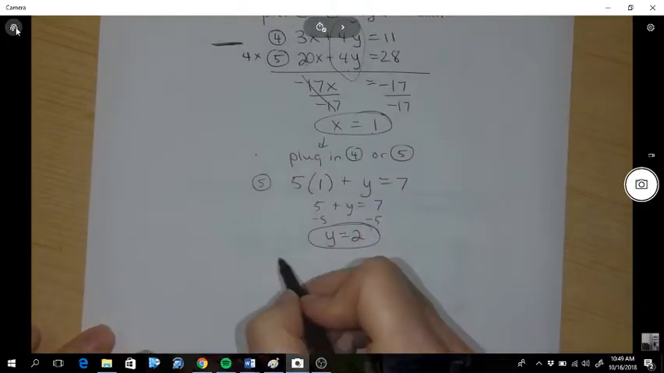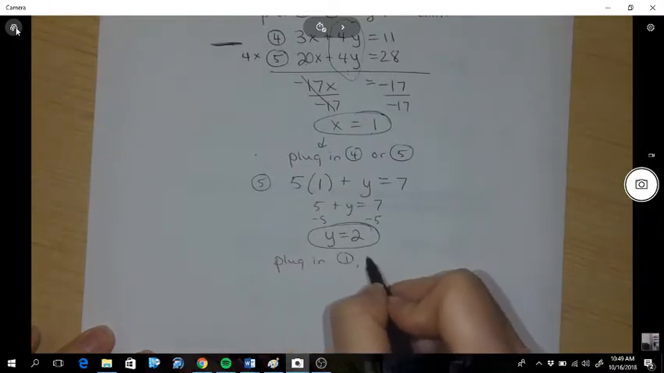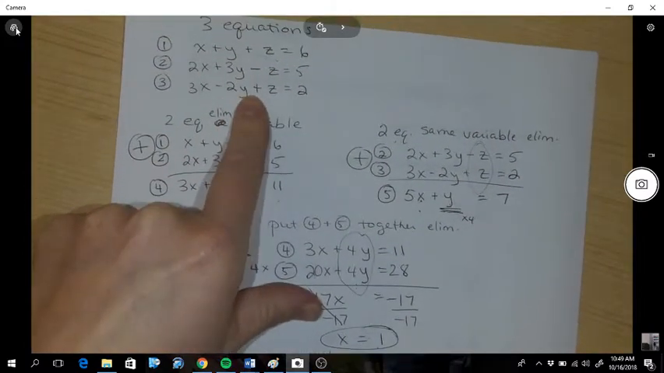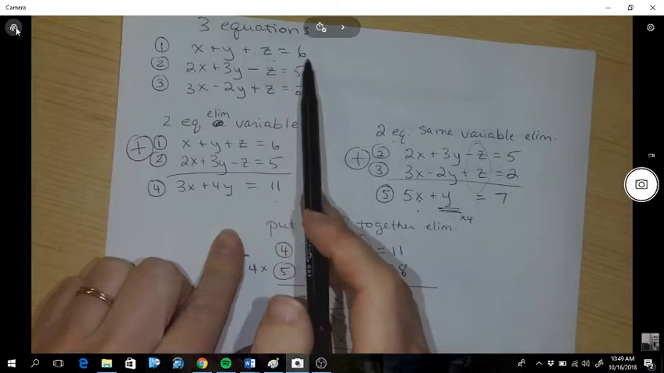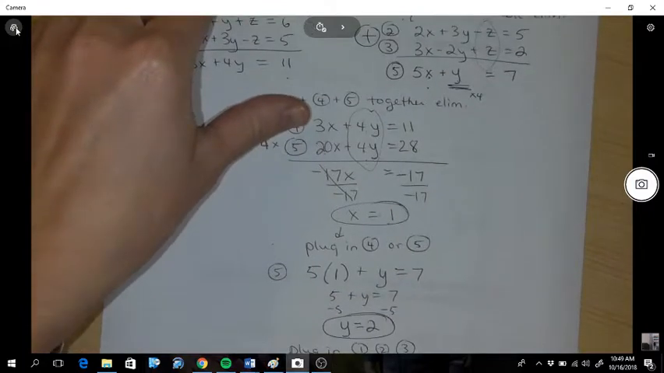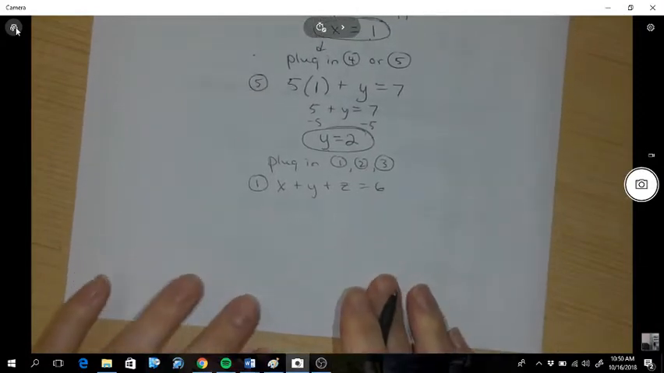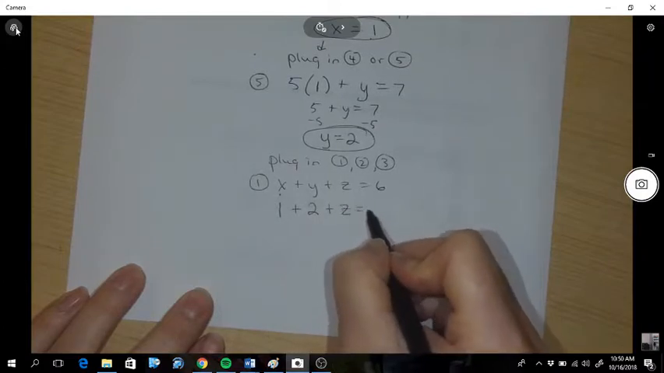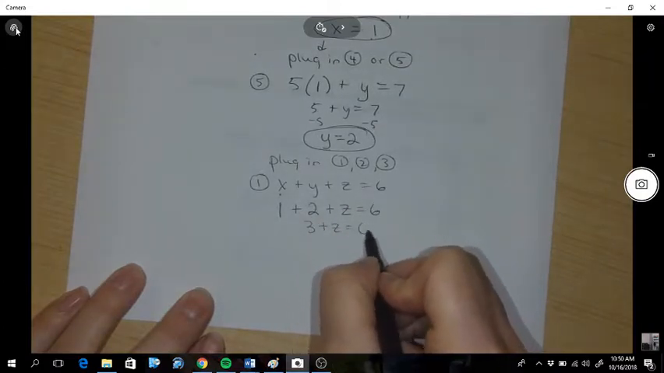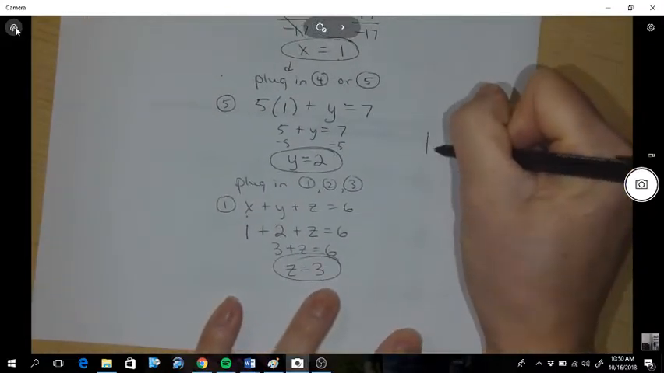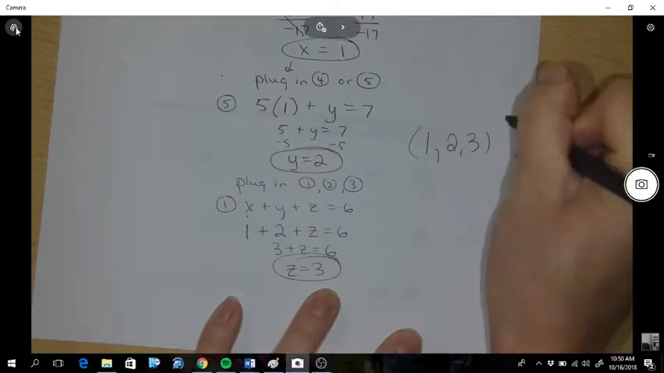Now I have an x and a y, so I can plug into 1, 2, or 3, because if you know x and y, you can get the z, the last one. Number 1 looks like the easiest algebra, so that's why I'm picking it. x plus y plus z equals 6. x can be replaced with 1, y can be replaced with 2. So that's 3 plus z equals 6, so z equals 3. I'm going to write my solution as x, comma y, comma z, alphabetical order.